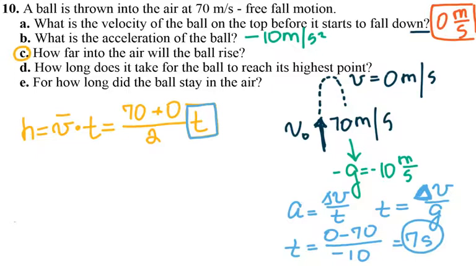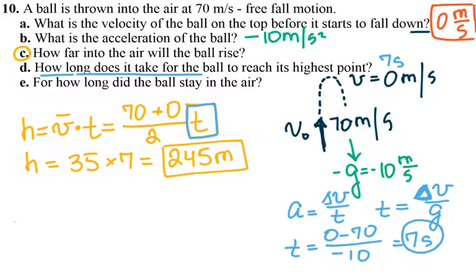I think they will ask you this question, how long will it take for the ball to reach the highest point? So here is going to be 7 seconds. And then back to the distance or the height, I have average velocity is 35, and time times 7 gives me 245 meters up.